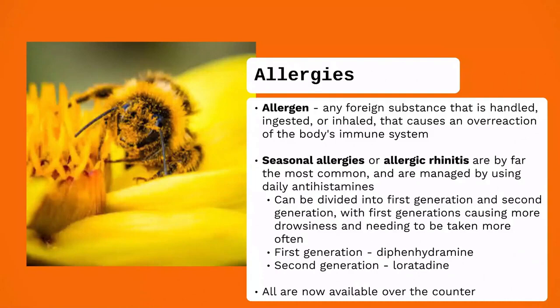So an example of a first generation antihistamine is diphenhydramine or Benadryl, and a second generation antihistamine is loratadine or Claritin. All of these are now available over the counter, and we're also seeing nasal corticosteroids be used for allergies very often, so Flonase or fluticasone is also very good.